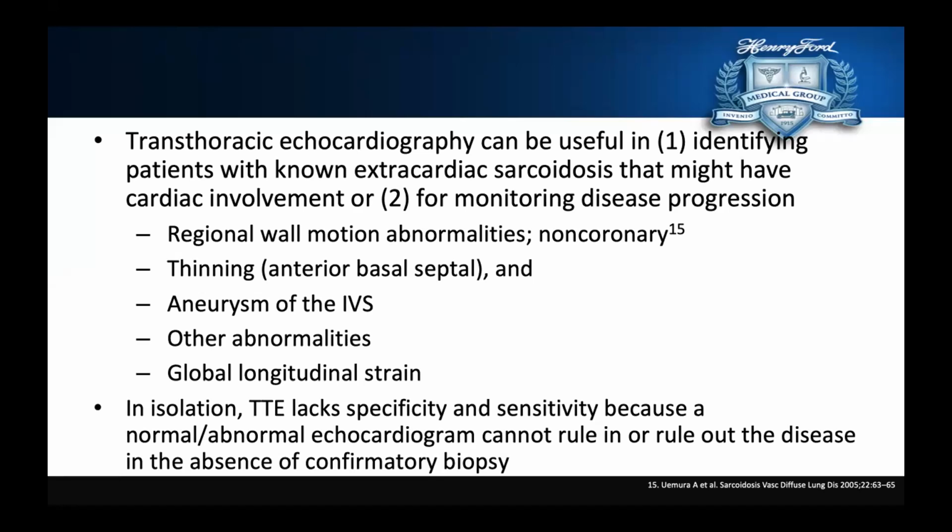Now, global longitudinal strain is essentially looking at longitudinal shortening as a percentage, so basically change in length. And again, the sensitivity and specificity in cardiac sarcoid, per studies in the literature, ranges from 60 to 90%, and the normal range has yet to be validated. But again, another parameter that you can perhaps look at.